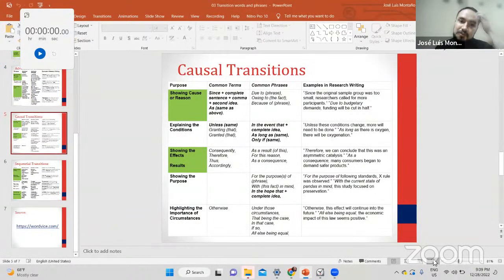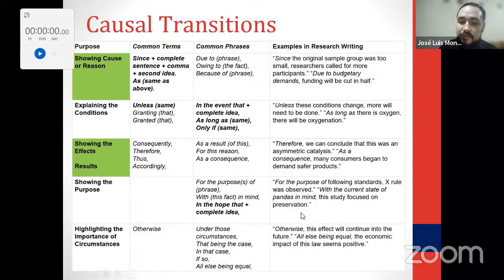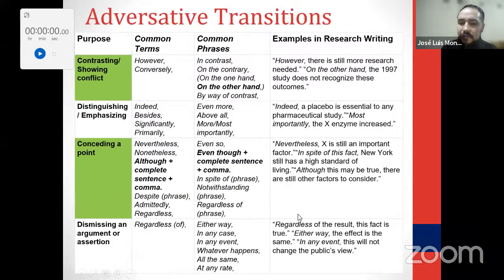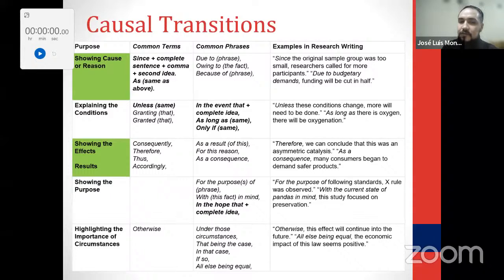All right, causal transitions. Remember that you have more categories. If you analyze in this presentation, you have a lot of words. You can work with the other ones. If you have questions, you can let me know. Okay, but with me, we're going to work the most common ones that you have to use for your essay and for any essay that you're going to write. That are the ones in green.